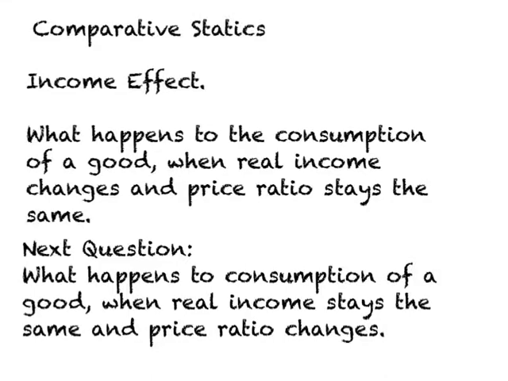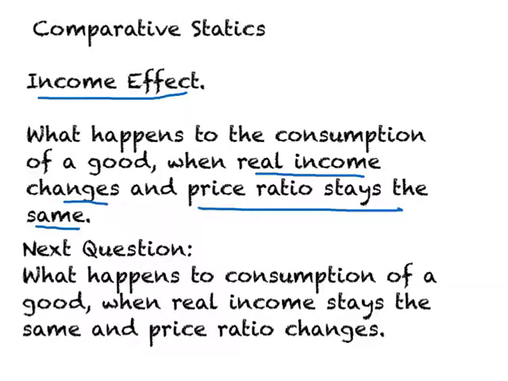In the previous video, we did some comparative statics on consumer theory, and we discussed the income effect. And the question we asked is the following: what happens to consumption of a good when only real income changes and price ratio stays the same? And we have answered this, and we know what the income effect is, and we have distinguished between and also showed what happens when we have a normal good, what happens when we have an inferior good.